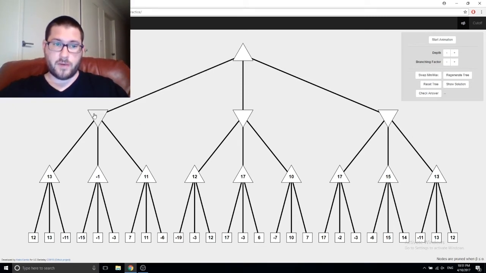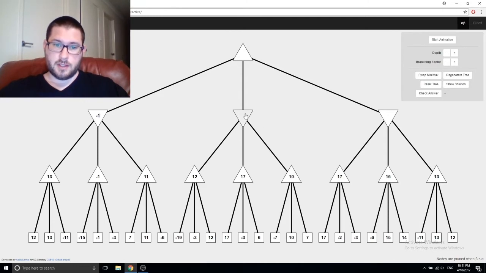So if your opponent finds himself in this position, they know that taking this path will put you in a position where you can get a 13. They know that taking this path will put you in a position where the best you can do is -1. And they know that this path will put you in a position where the best you can do is 11. Now, if they have these three choices of which score they want to allow you to have, they're going to choose the lowest. In this case, that's -1.